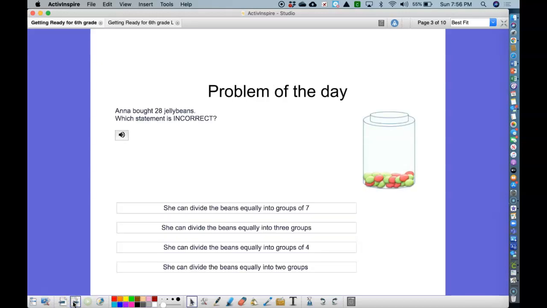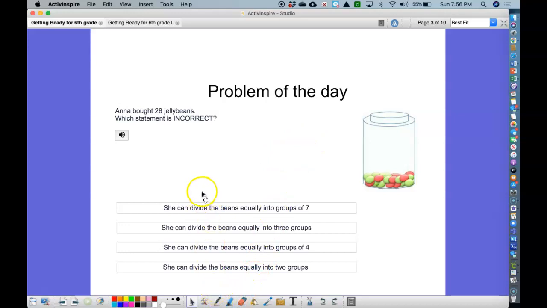So before you can use a factor tree, we also need to know something about some numbers. So take a look at the problem of the day, and then we'll talk about how that actually relates to our factor trees. Anna bought 28 jelly beans. Which statement is incorrect? She can divide the beans equally into groups of 7. She can divide the beans equally into 3 groups. She can divide the beans equally into groups of 4. Or she can divide the beans equally into 2 groups.